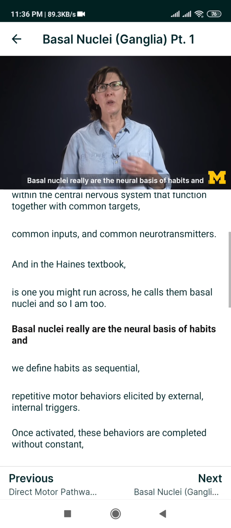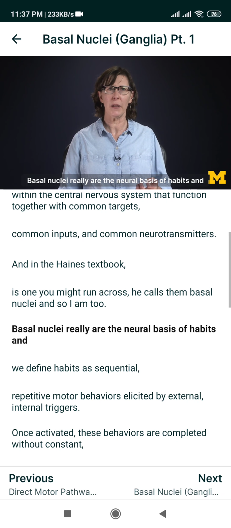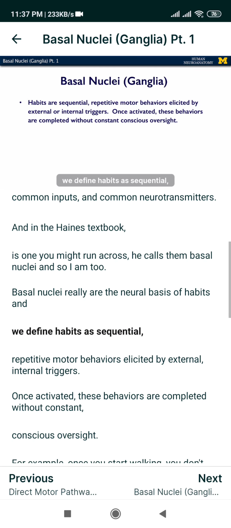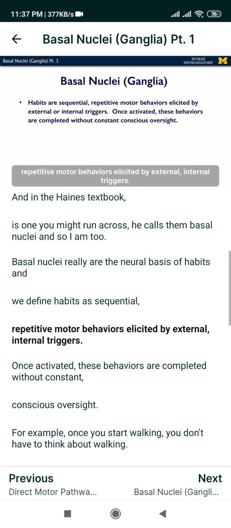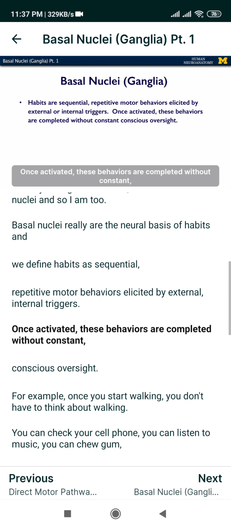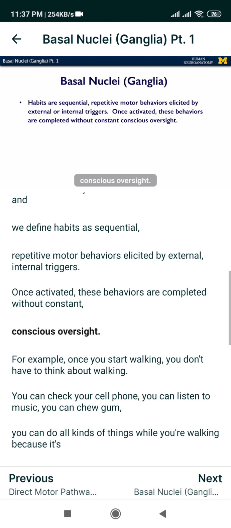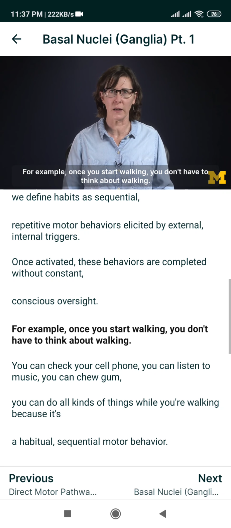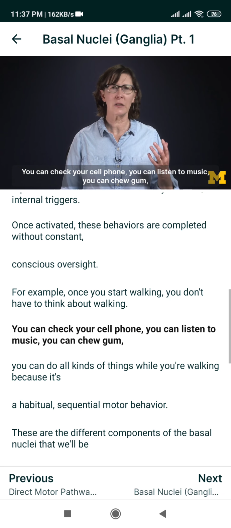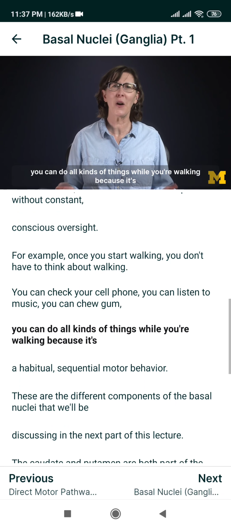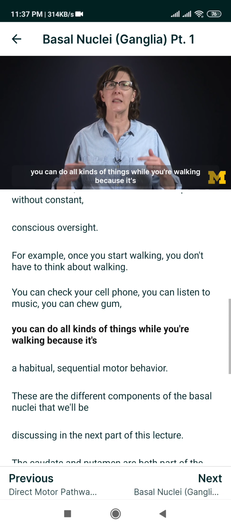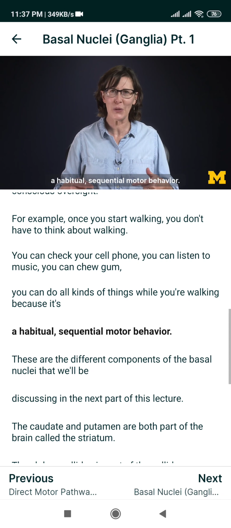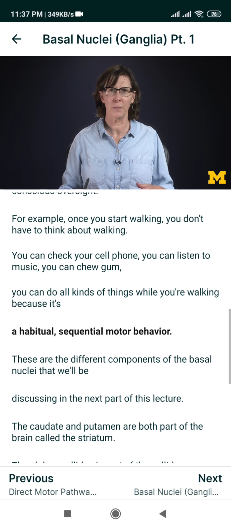Basal nuclei really are the neural basis of habits. And we define habits as sequential, repetitive motor behaviors elicited by external or internal triggers. Once activated, these behaviors are completed without constant conscious oversight. For example, once you start walking, you don't have to think about walking. You can check your cell phone, you can listen to music, you can chew gum, you can do all kinds of things while you're walking because it's a habitual, sequential motor behavior.